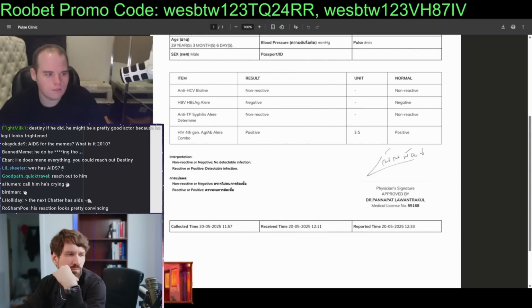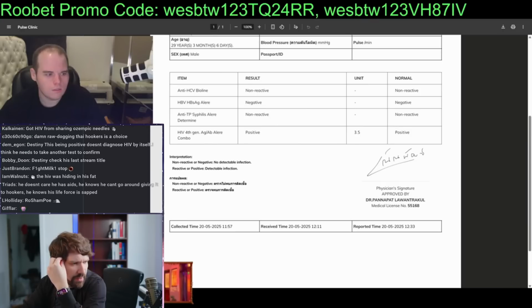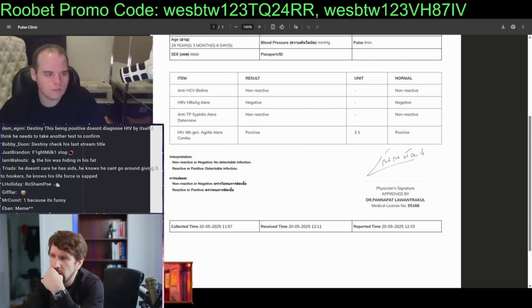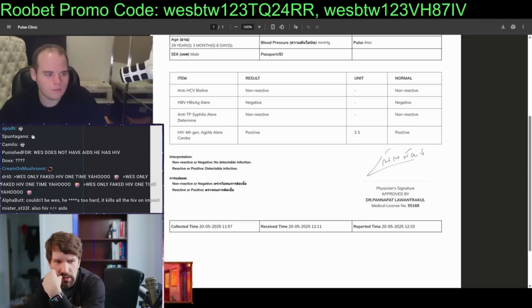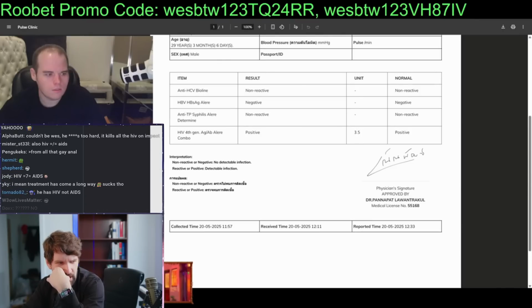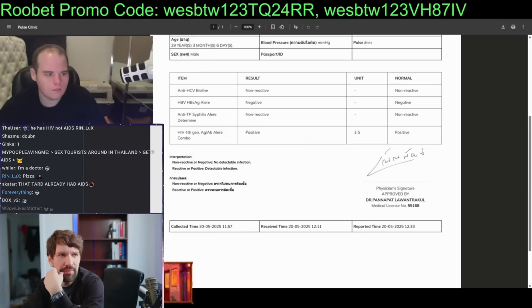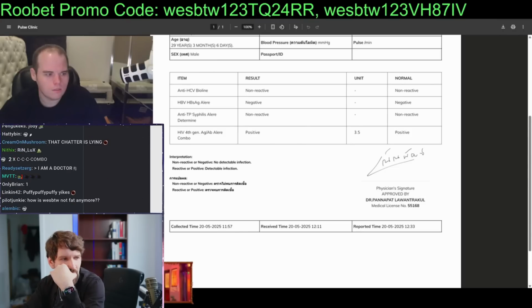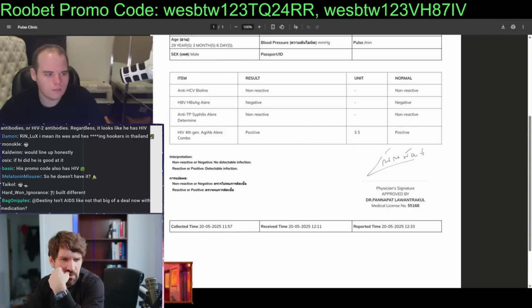Maybe? I'm a doctor. Normal means that he is within the normal range for these antibodies. If he had HIV, it would be much higher. What? I don't believe you. Your body shouldn't be producing any antibodies if that infection isn't present in your body. Your body doesn't just randomly produce antibodies to things. No? I've never heard of that before. Destiny, the thing with HIV is that there's no cure. It will stay in your body.